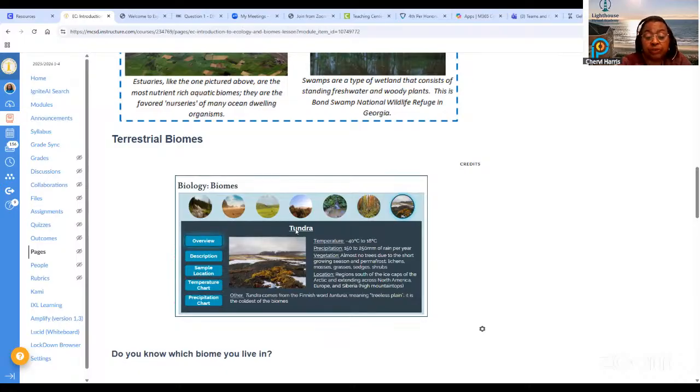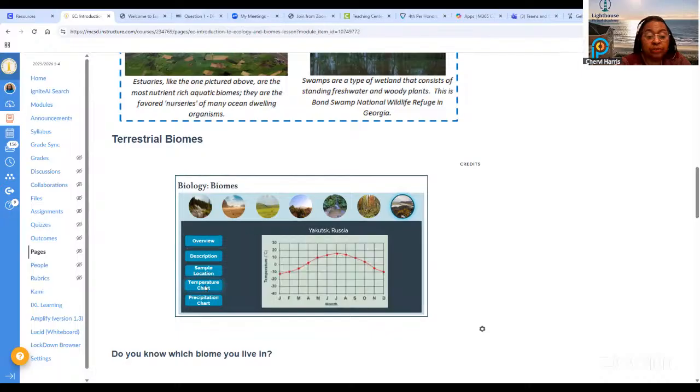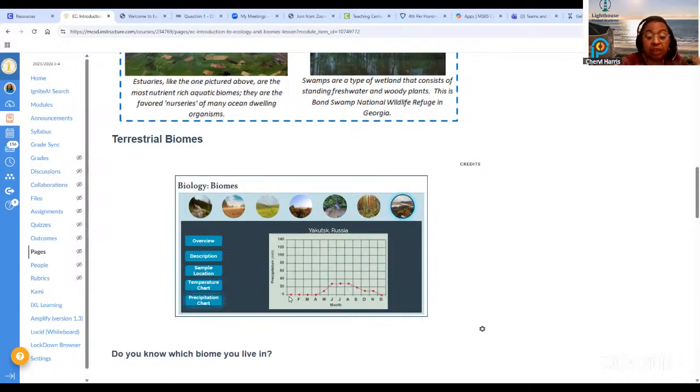Tundra is the frozen areas, the very tops, the North Pole, South Pole, those types of areas. So if you look at those temperatures too, they can be high in the summertime, but below minus temperatures in the winter seasons. Precipitation is next to nothing in a tundra area. So that's how you'd look at that.